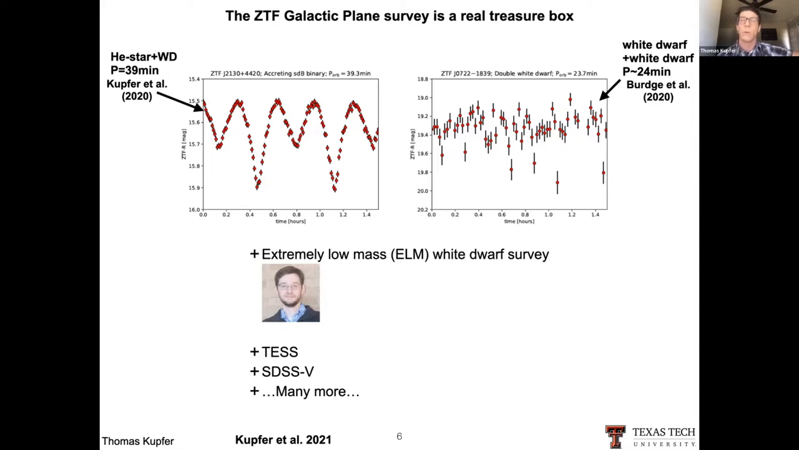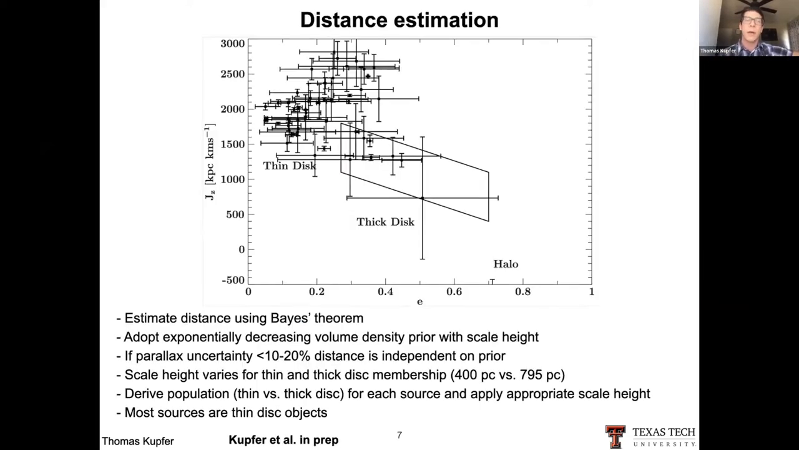And they are also looking for these double white dwarfs, but they're looking particularly for extremely low mass white dwarfs, because they have to be formed in binaries. And then TESS, SDSS-V had already contributed one source. And so over the last 4 years, there has been much more work on finding these sources much more systematically. And before I show you now the new updated strain plot and some inferences from that, let me show you quickly, briefly, how we actually get to these distances.